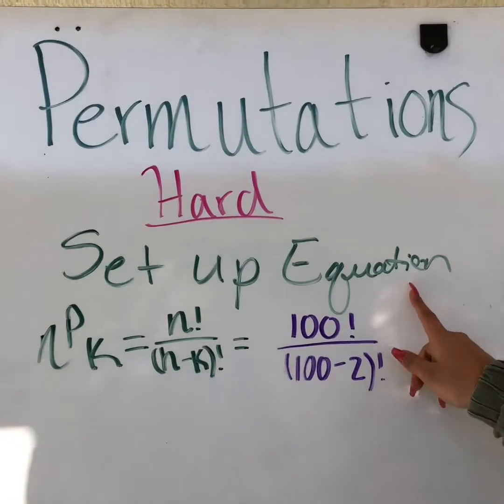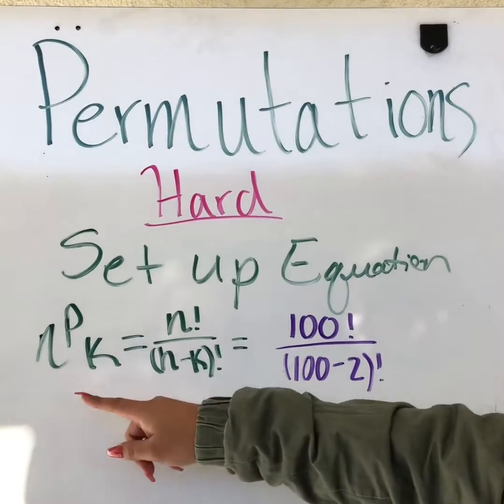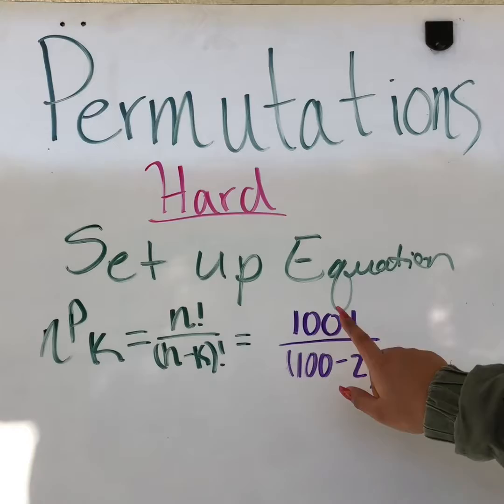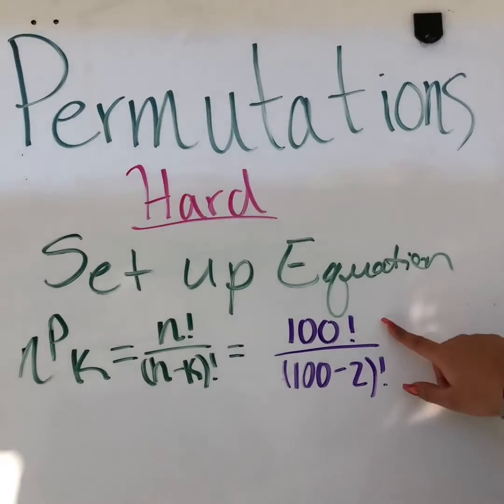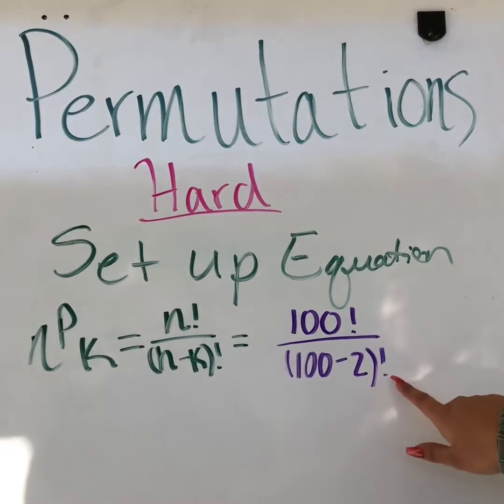And you set up the equation, and this is your equation, where n is the number of people and k is the number of people that can win, which n is 100 factorial over (100 minus 2) factorial.